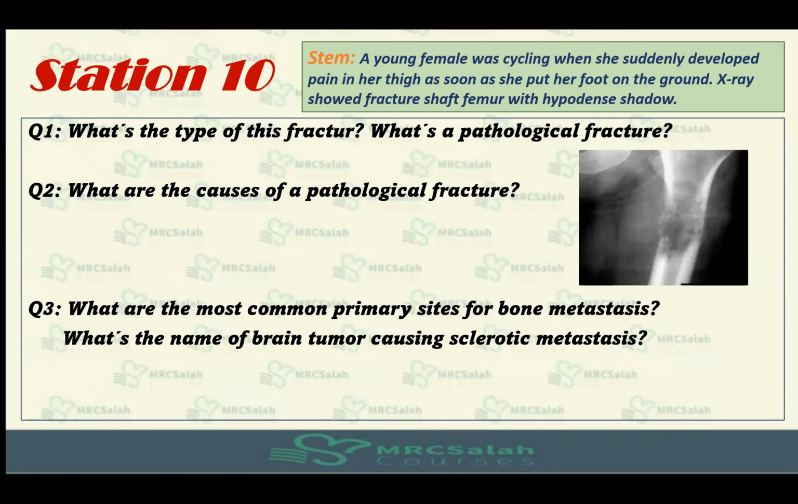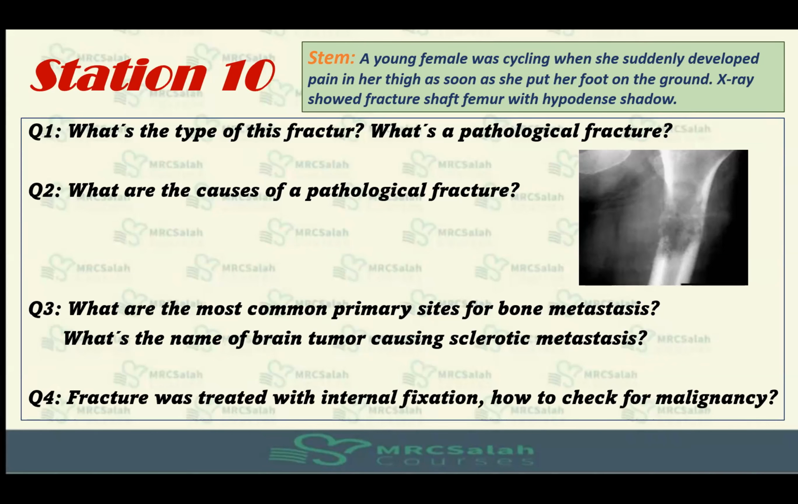What is the name of the brain tumor that may cause sclerotic metastasis? Tuberous sclerosis. Tuberous sclerosis is a benign lesion that may cause sclerotic metastasis. Yes, you're right, but the brain tumor would be medulloblastoma. So the benign one is tuberous sclerosis, and the malignant is medulloblastoma. The fracture was treated with internal fixation. During the internal fixation, how would you check for malignancy? By taking a bone biopsy. Yes, great.